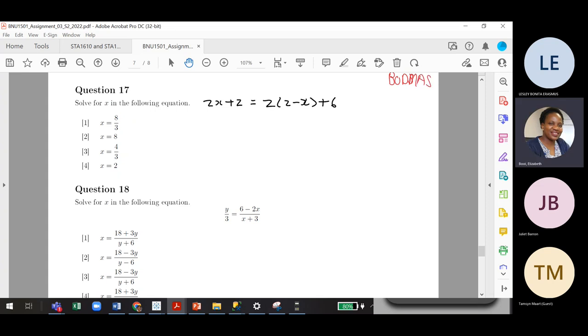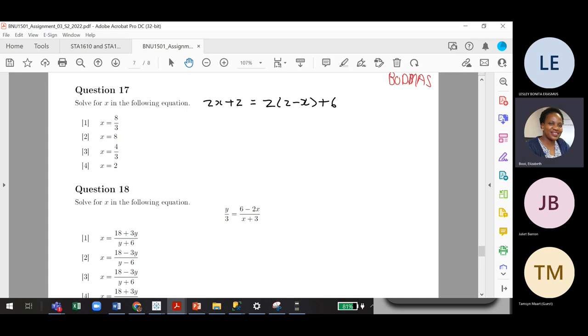Brackets, exponents or expressions, division and multiplication, they've got the same priority. We work from left to right. Addition and subtraction. Therefore, brackets come before division and multiplication, and division and multiplication come before addition and subtraction. When you have division and multiplication, you work from left to right, regardless of whether multiplication comes first. When you have addition and subtraction in your sum, you just work from left to right. They've got the same priority.